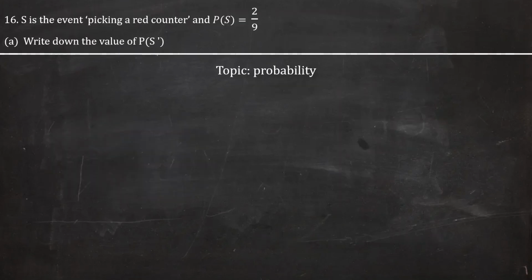Question 16. S is the probability of picking a counter, which is 2 over 9. Write down the probability of S dash. S dash means not S. And the thing is, there are only two scenarios. Either you pick a red counter or you don't pick a red counter. So the probability of not picking S is going to be 1 minus the probability of picking S, which is 7 over 9.